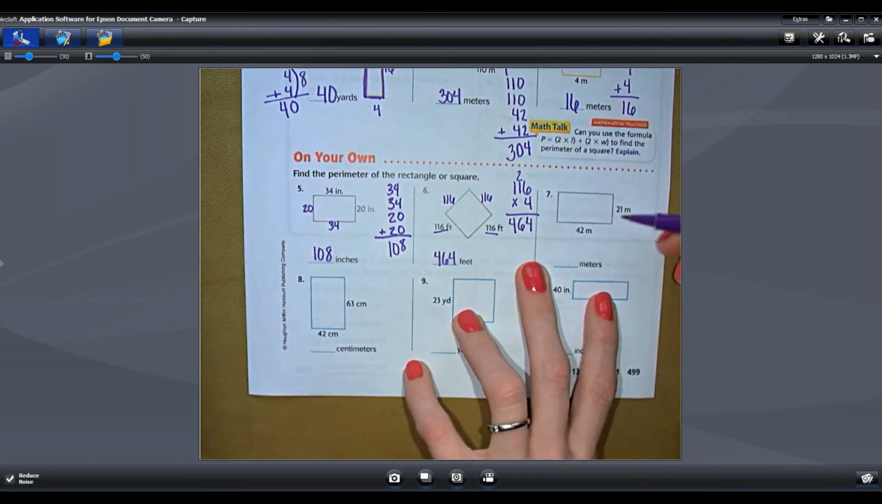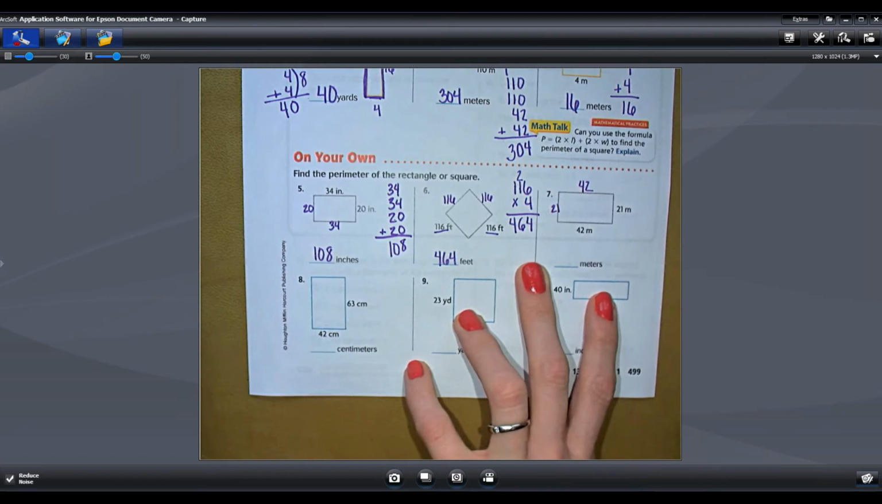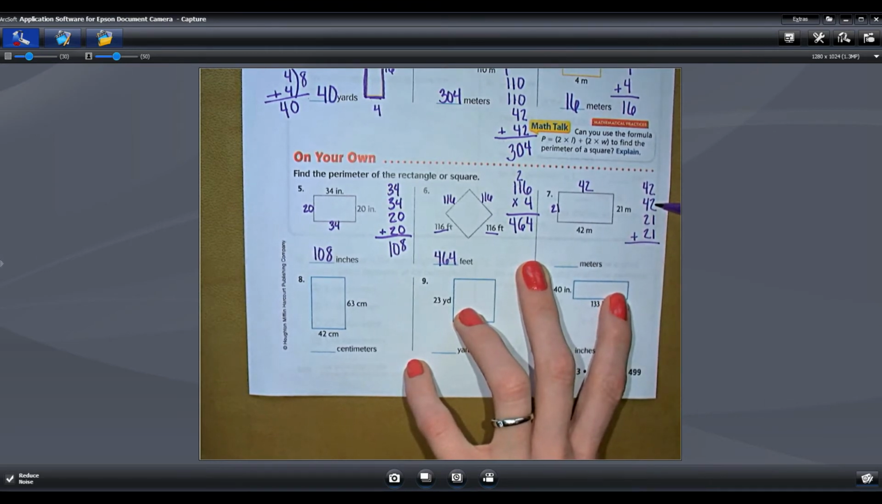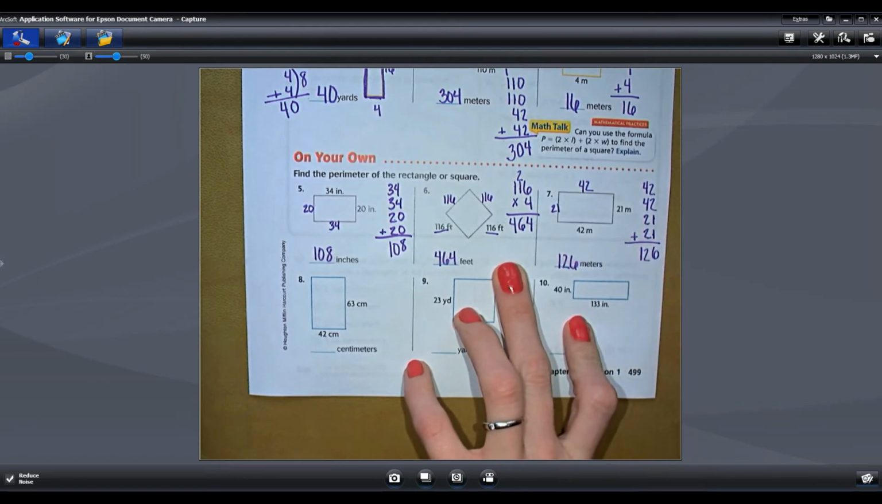Okay? Number 7 is a rectangle. They're not the same. This side is 42 because this side's 42. This side's 21 because that side is 21. Okay, so 42 plus 42 plus 21 plus 21. 2 plus 2 is 4. 5, 6, 8, 9, 10, 11, 12. 126 meters.